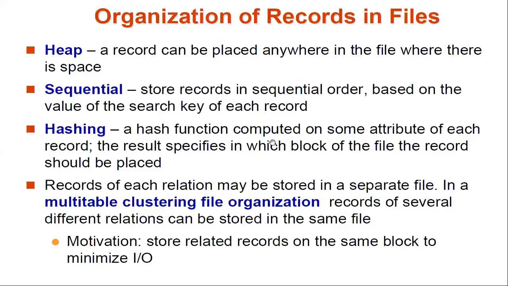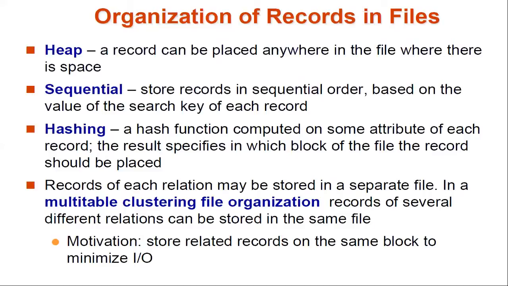So here the hash function is computed on some attribute of each record. When you take a particular record from your table, any one of the attributes of your table can be taken for performing the hash function. The result specifies in which block of the file the record should be placed. Based on the hash value generated, you can decide in which particular block the record can be saved. So that is one other way you can organize your records in the files.